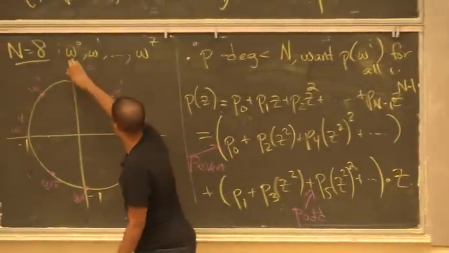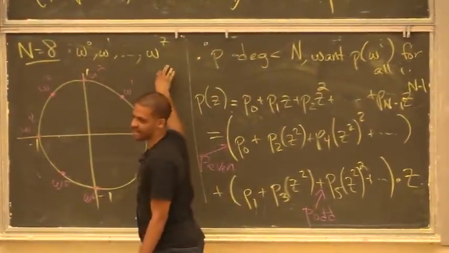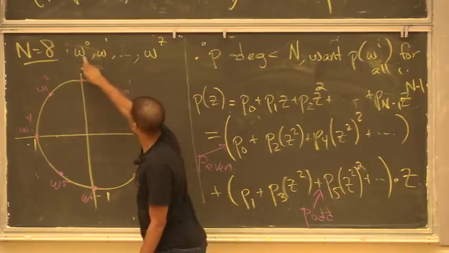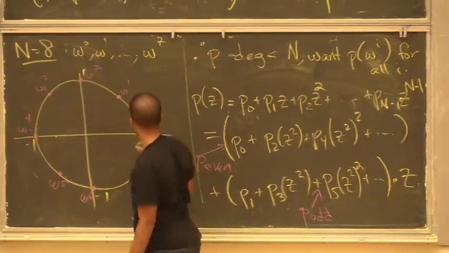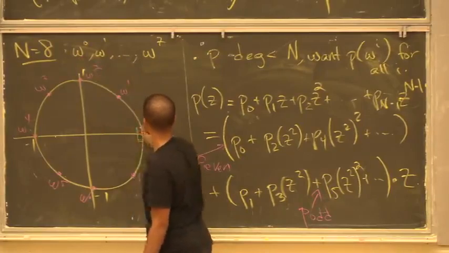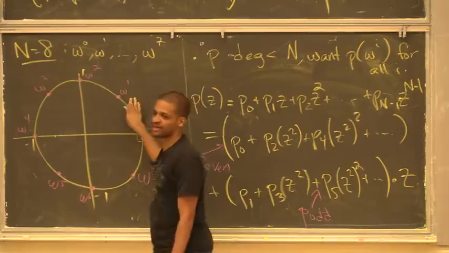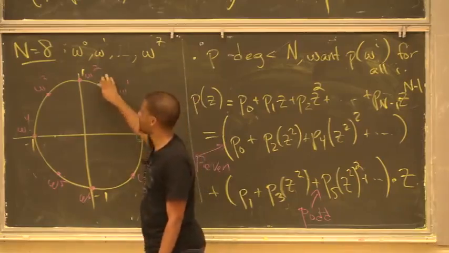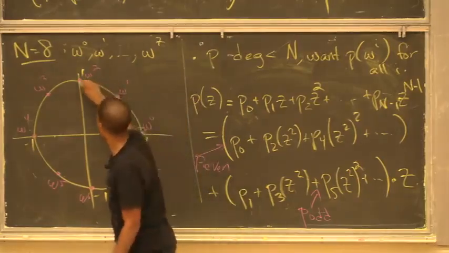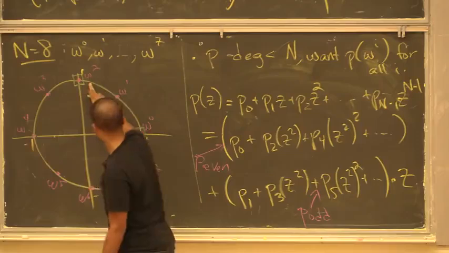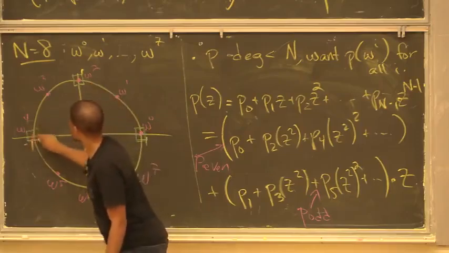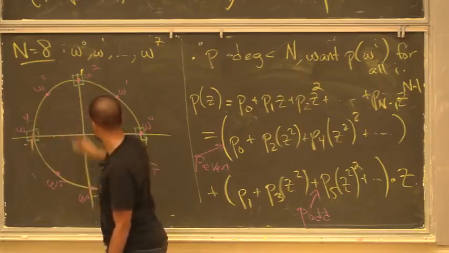So omega to the 0. Basically, I want to look at the squares of all these endpoints. So let's look at the square of that point. Omega to the 0 squared is still omega to the 0. That's this point. Let's look at omega 1 squared. Omega 1 squared is omega to the 2. That's this point. How about omega 2 squared? That's omega to the 4. Omega 3 squared is omega to the 6.